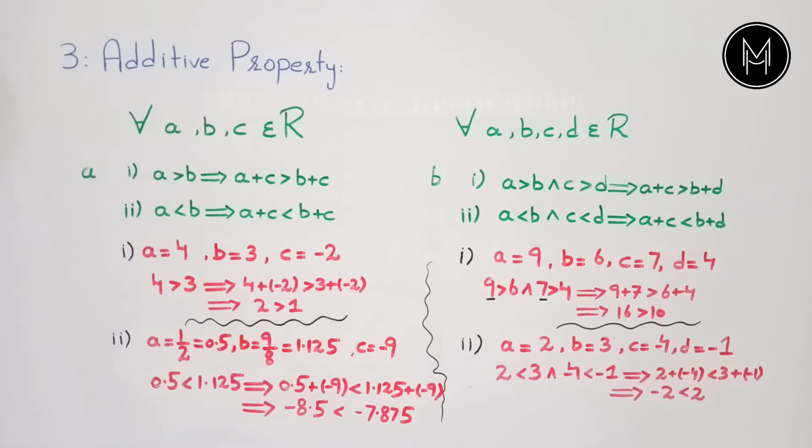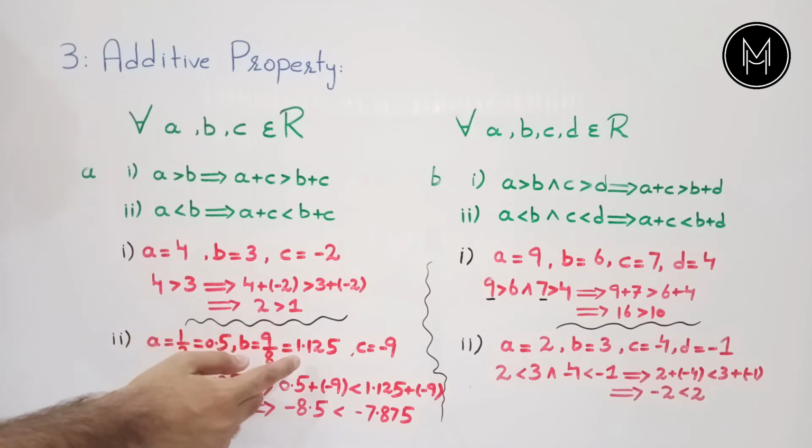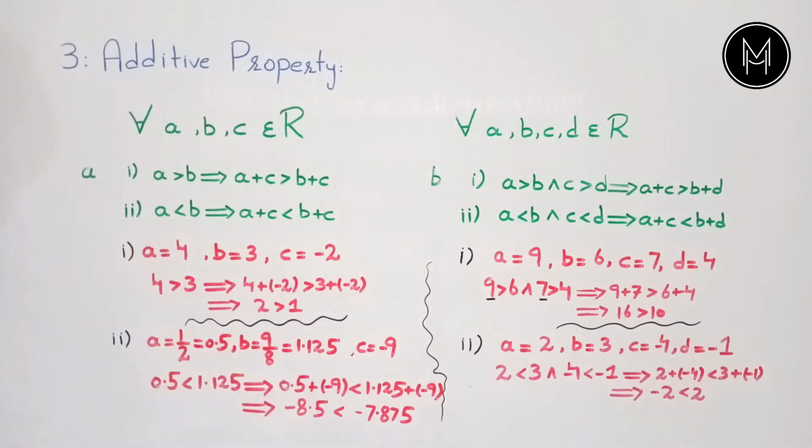Let we have some different real numbers. A is equal to 1 by 2, whose decimal representation is equal to 0.5. B is equal to 9 by 8, whose decimal representation is equal to 1.125, and C is equal to minus 9. So all these are real numbers. We know, for these real numbers, A is less than B, as 0.5 is less than 1.125.